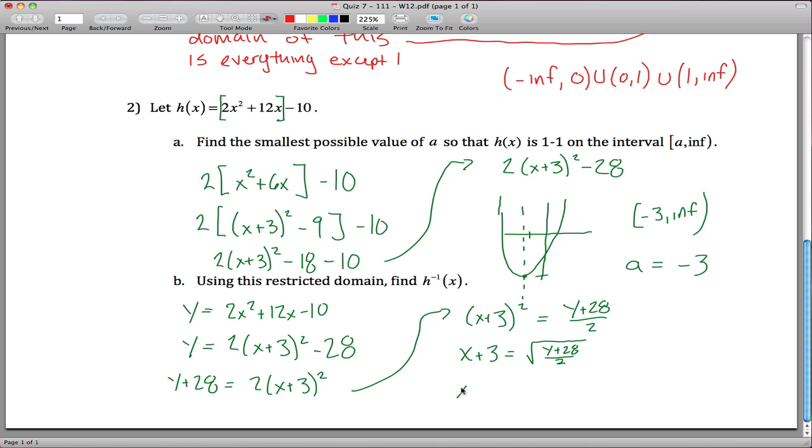So my final answer, or not quite my final answer, if I solve for x, I'd get -3 plus the square root of y plus 28 over 2. So this right here is the inverse function. It wants it written a little bit differently. It wants h inverse of x. It wants x to be the variable. So I'll change the y into an x and call it -3 plus the square root of x plus 28 over 2. It's negative out here. And this right here is h inverse of x. And that's finally the end of this quiz.